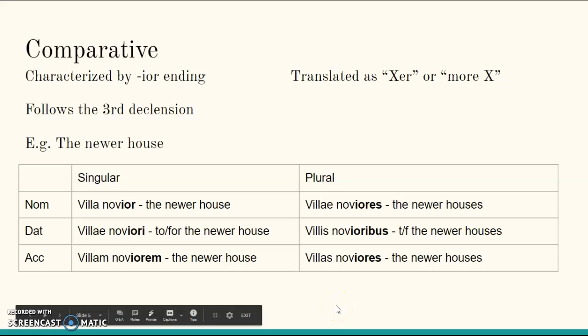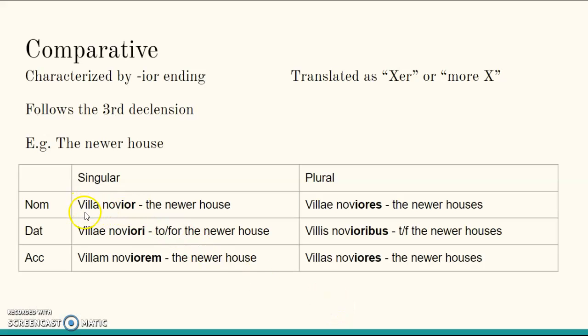Now let's make it comparative. If I want to talk about the newer house, villa stays the same, but nova turns into novior. Villa novior, the newer house. Now if I want to talk about multiple newer houses, I'll say villae noviores. This will have a third declension plural ending because it is comparative, even though this still has a first declension ending. That's okay. They're both technically still feminine.